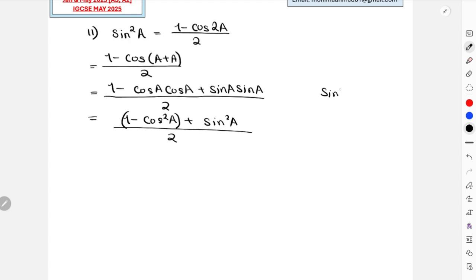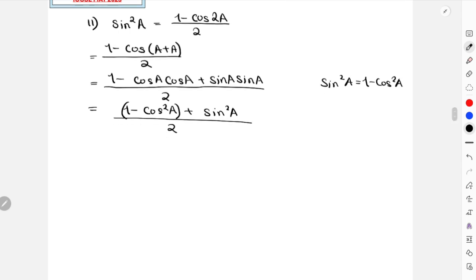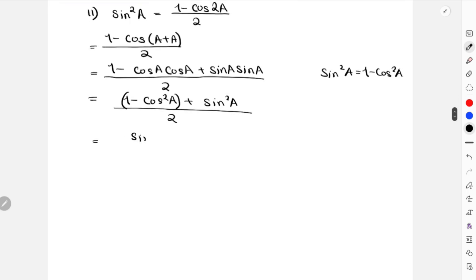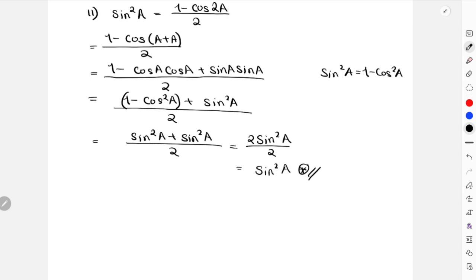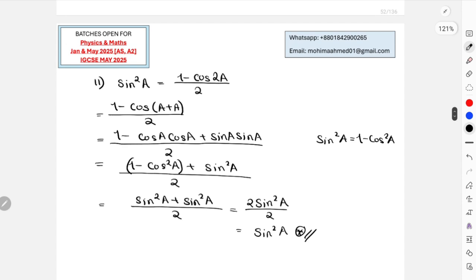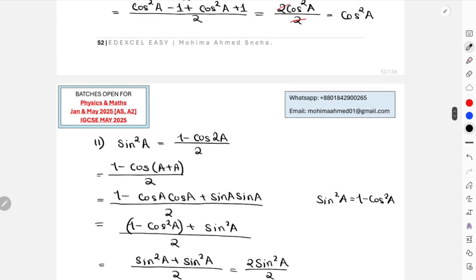Therefore, sine square A was actually 1 minus cos square A. So in that case, this one creates sine square A plus sine square A divided by 2. Obviously, this one gives you 2 sine square A divided by 2, eventually giving you sine square A. That is the format that you have to show in your answer. That is the answer for part A.